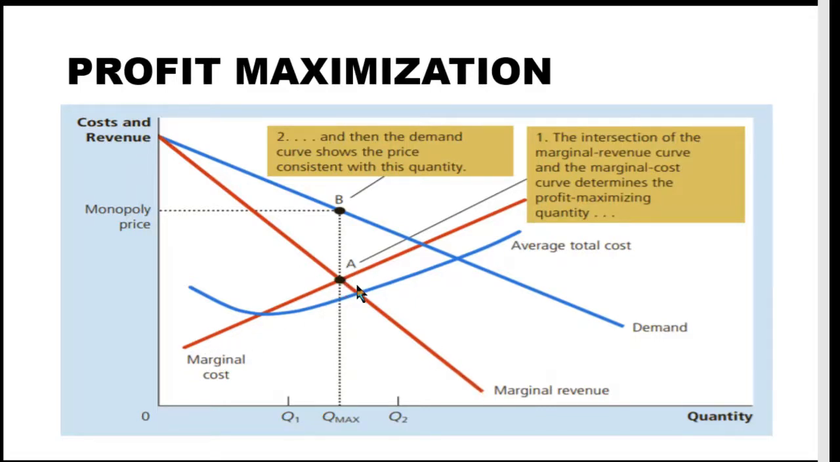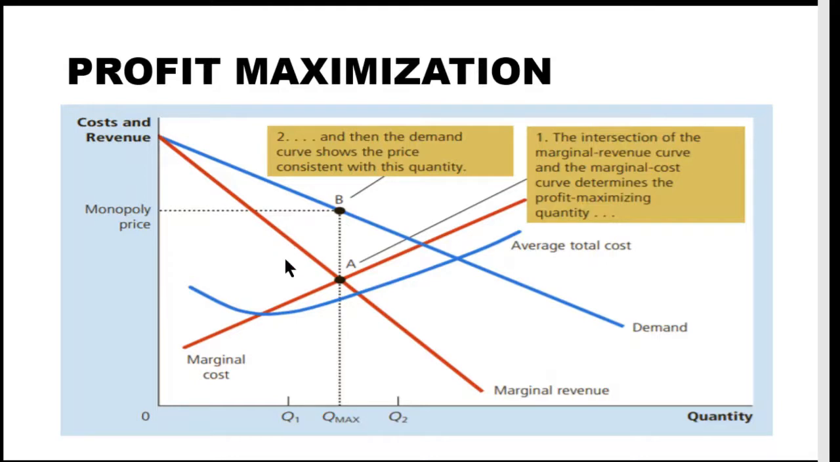This is at point A, wherein they intersect. So what does this mean? First, for example, we'll set the output at Q1. Here the marginal cost is less than the marginal revenue. Our cost is less. So at Q1, the marginal cost is lesser than the marginal revenue. Here is the marginal revenue, and this is the marginal cost at Q1.